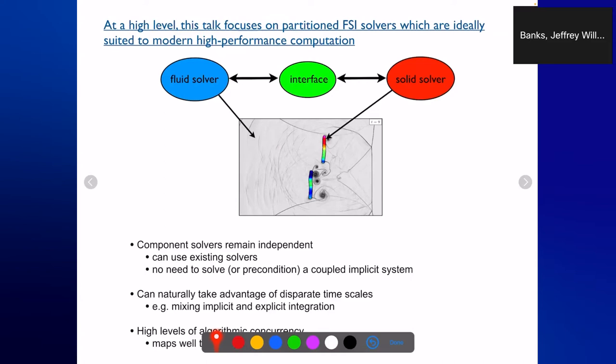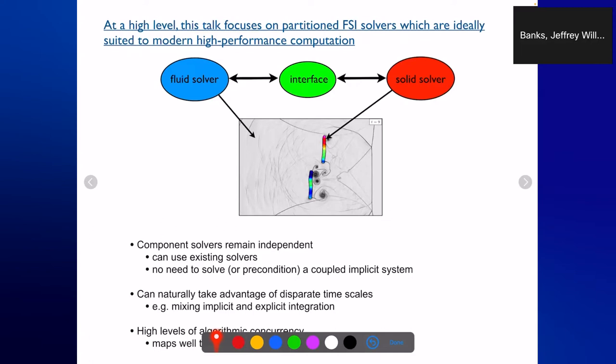So why do I do this? Well, the component solvers can remain independent. That means a couple of things. I can use existing solvers. People have put in hundreds of thousands of hours on writing the code. Maybe they know how to invert some part of the system really efficiently. I don't want to have to redo that. Plus, if you start to couple things together, you're going to have to solve a system of mixed type, which potentially could be really challenging to precondition, which is ultimately going to lead to slow convergence of your iterative solvers.